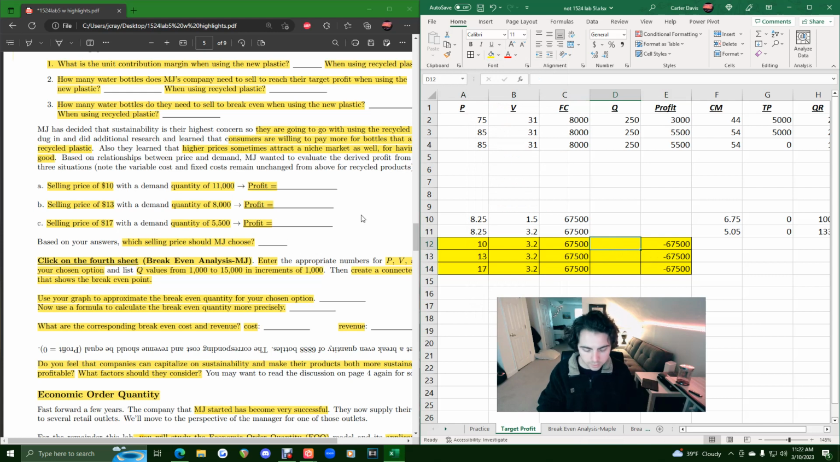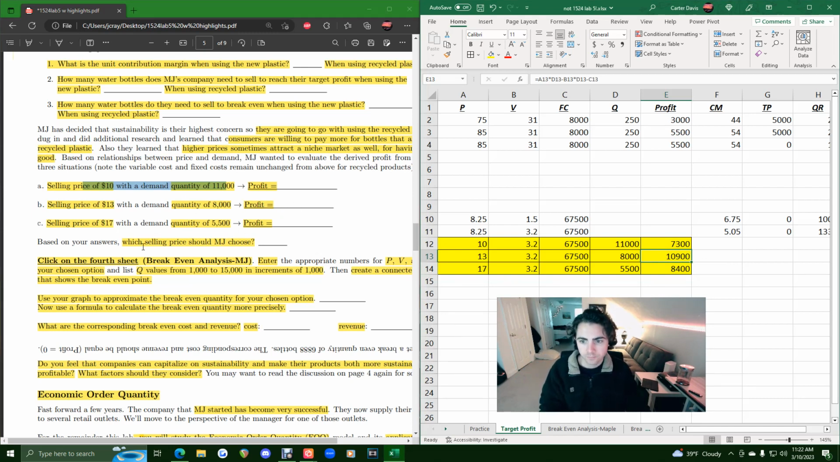All right, so quantity of 11,000, 8,000, and 5,500. So these are the different profits that we would get with these selling prices and quantities. So what's the highest profit they're getting? It's this one in the middle, 10,900, and that's for a selling price of 13 and a quantity of 8,000.